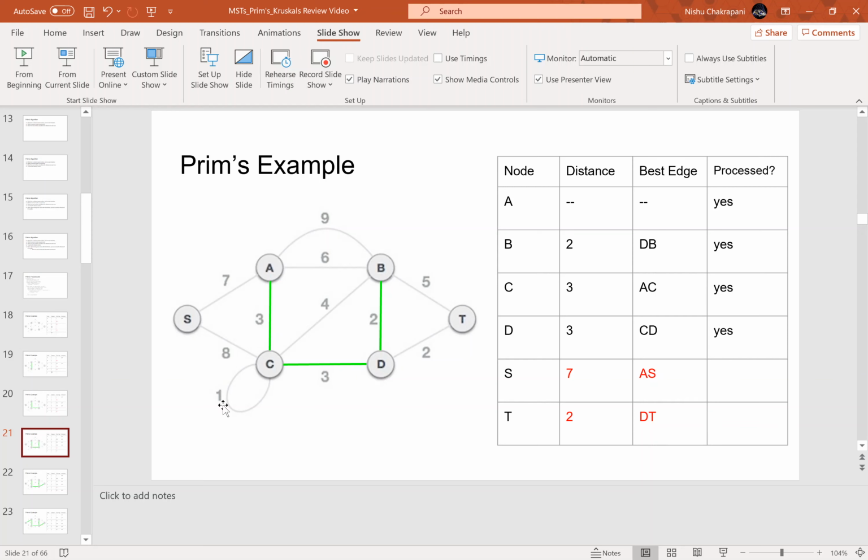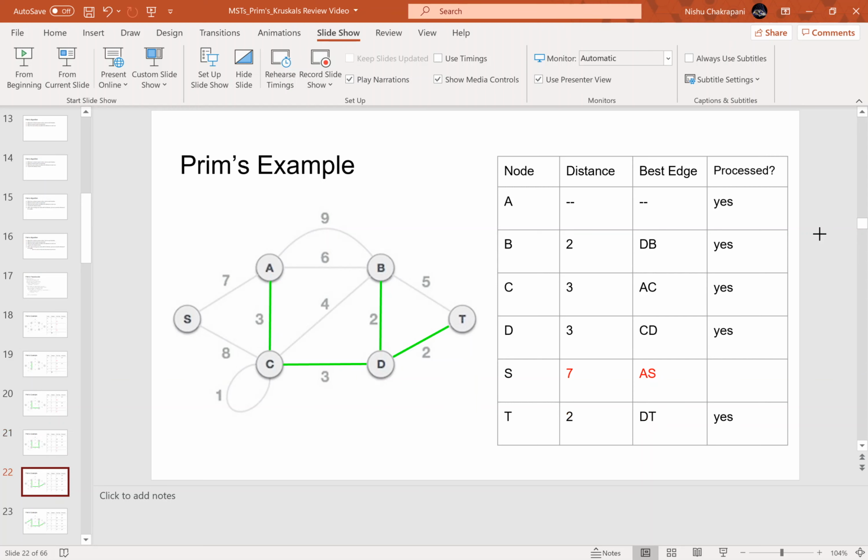We could go back to C, but again, C has already been processed, so we don't include that. Or we could go to T, but that way to get to T is actually more expensive than the way we had earlier from D to T. So we don't do anything at this node. We just mark it as processed, and then we move on.